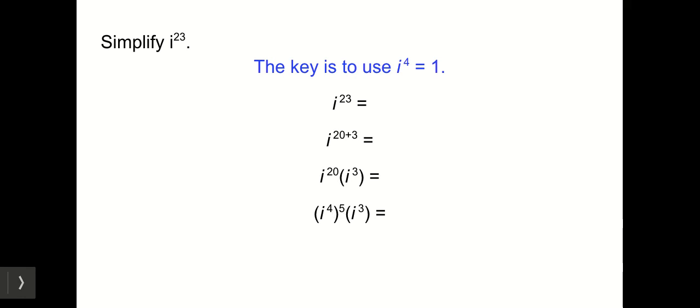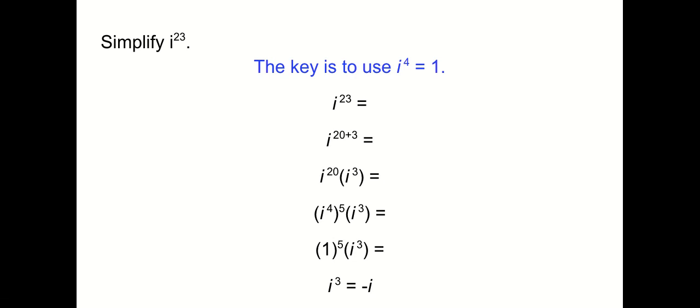All right? Okay, and so my whole entire job here, the reason I did these 3 steps was to get this i to the fourth. That's the reason why I did it. Because now I know that i to the fourth is 1. So I pretty much just removed all the redundancy. And I'm left with 1 to the fifth times i cubed. So i to the 23rd really equals i cubed. And we know from the previous one that i cubed is negative i. All right, so that's the deal here.